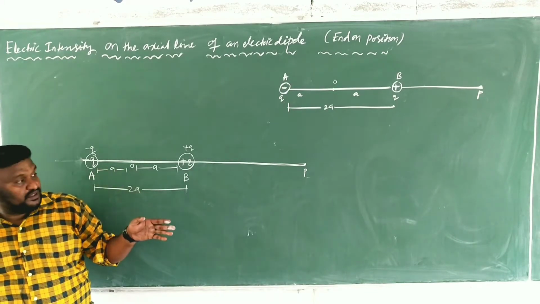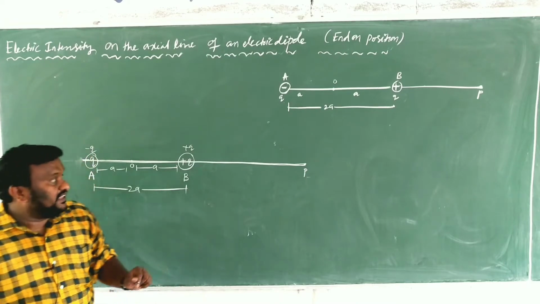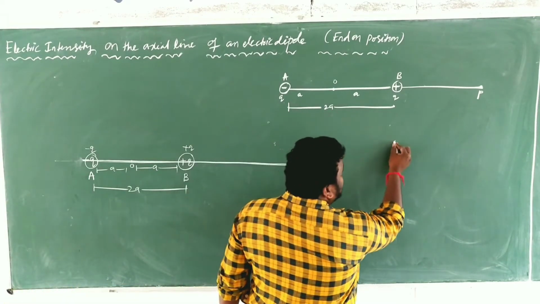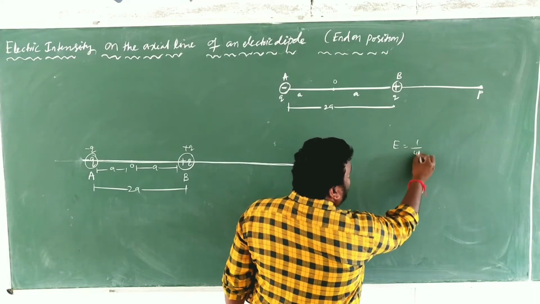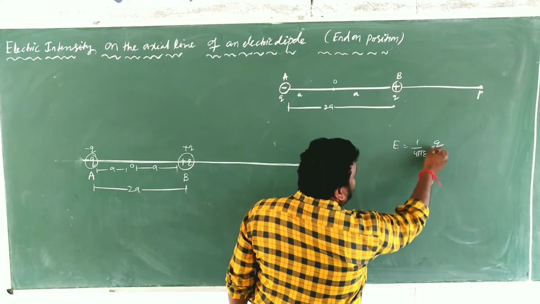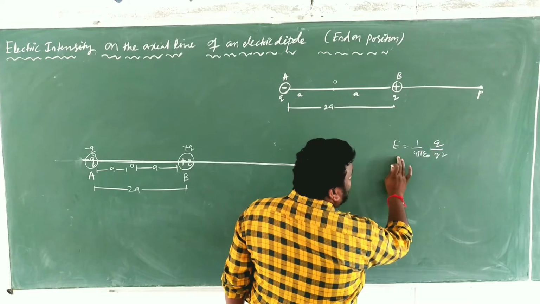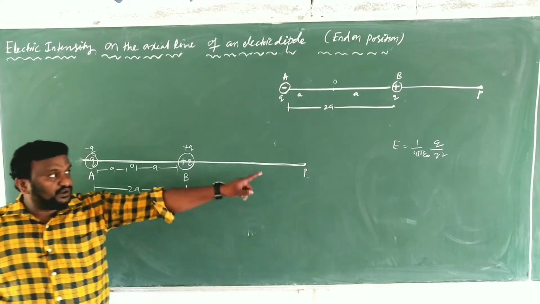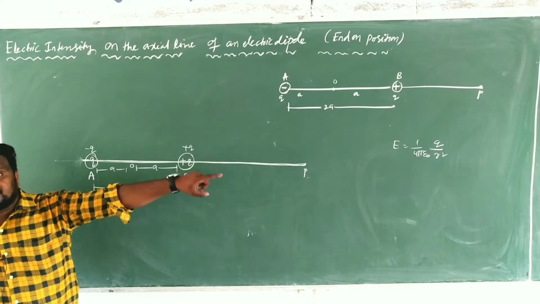So clear? After that, I already told you, E is equal to 1 by 4 pi epsilon naught q by r square. This is the expression for the electric field intensity due to a point charge. E is equal to 1 by 4 pi epsilon naught q by r square.